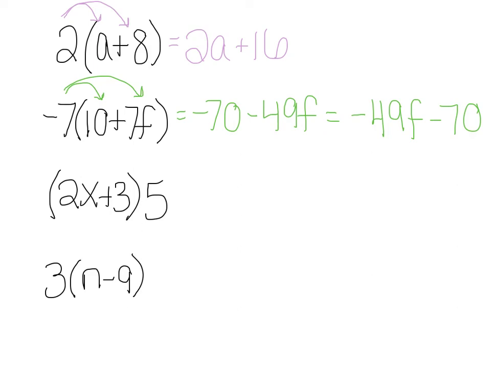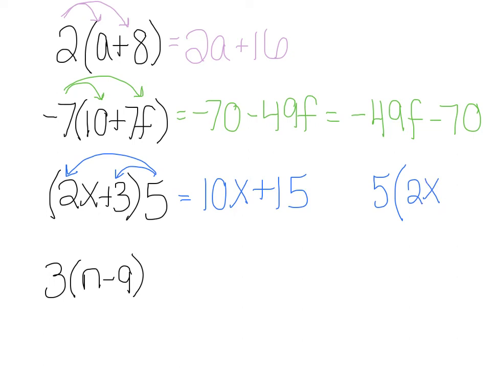Next we have 2x plus 3 times 5. So I'm taking that 5 and multiplying it by 2x, and I'm taking that 5 and multiplying it by 3. So 5 times 2x is 10x, and 5 times 3 is 15. If you ever get confused with problems like this, just put the 5 in front, and so you have 5 times 2x plus 3. It means the exact same thing, but sometimes it's easier to look at problems the way you normally see them to figure them out.